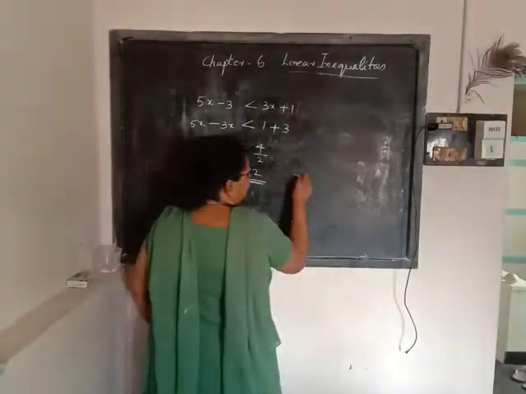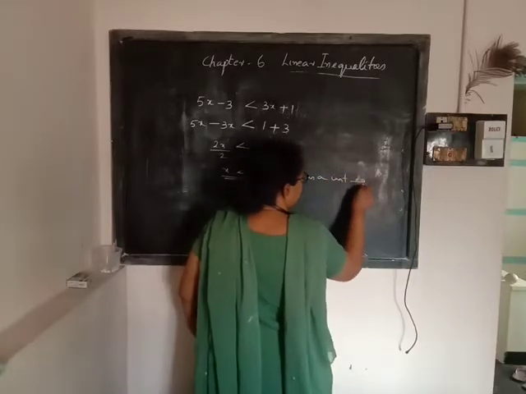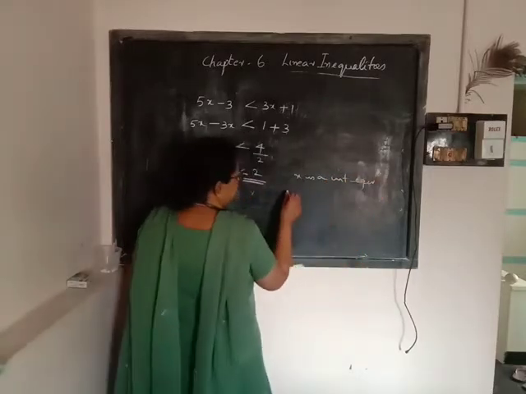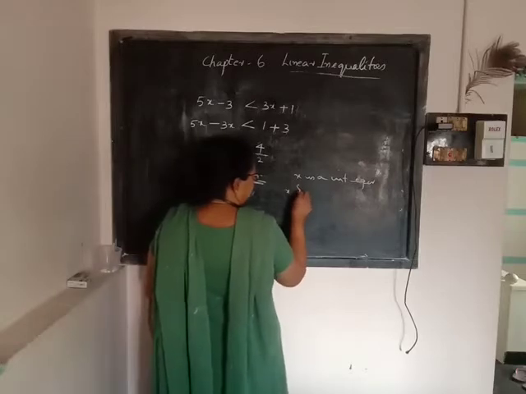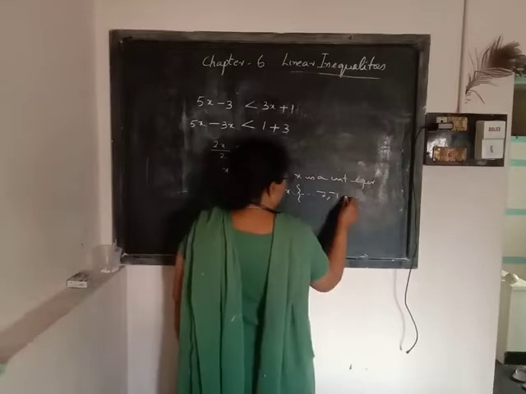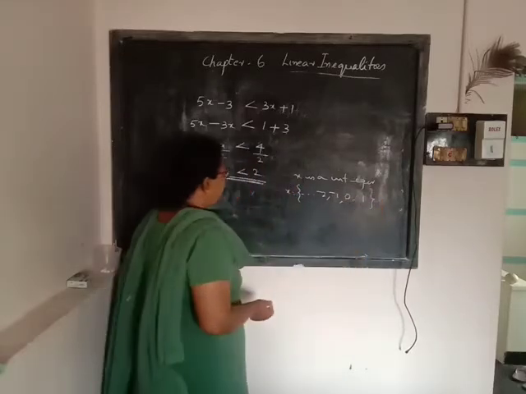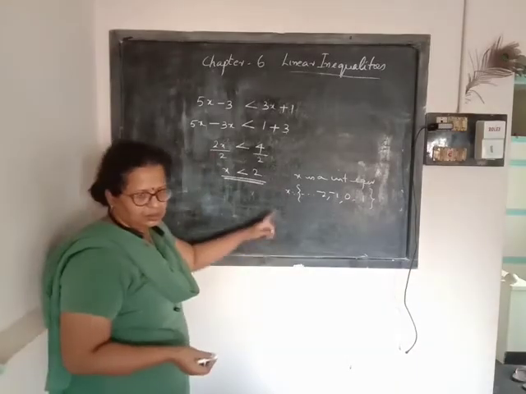X is an integer. What is our answer? X equal to the set negative 2, negative 1, 0, 1. Strictly less than 2, so only up to 1.